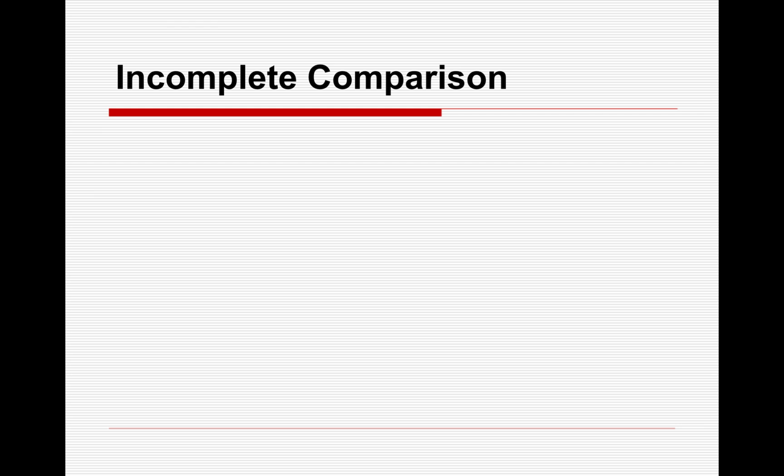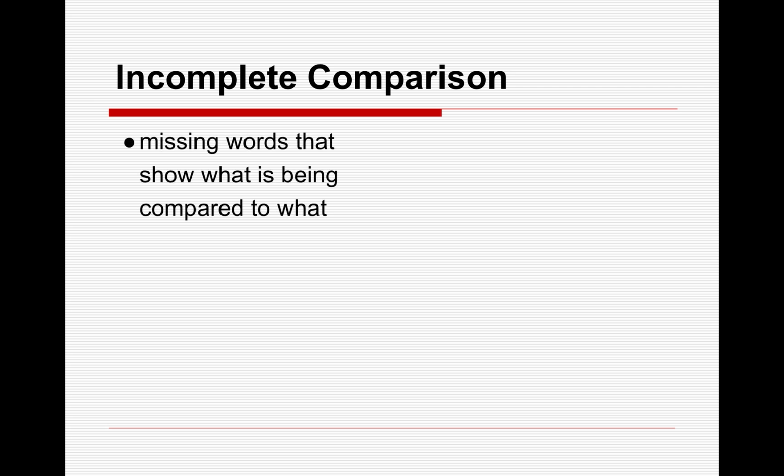An incomplete comparison is exactly what it says, okay? You're comparing 2 things, but in an incomplete way. You don't know exactly for sure what is being compared, okay? One way of looking at this is saying missing words that show what is being compared to what. But I think a simpler way of saying this is this sentence could go either way, okay?